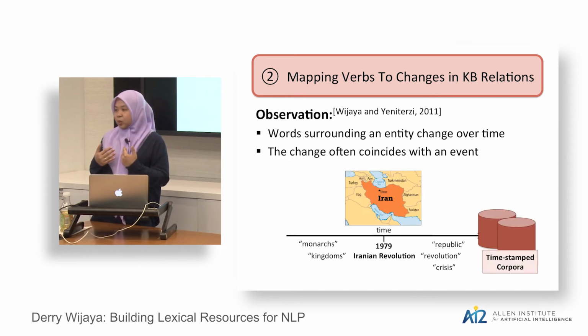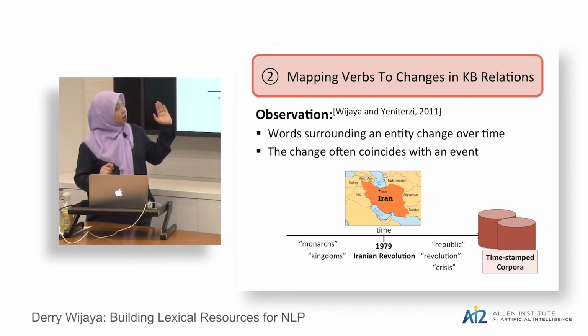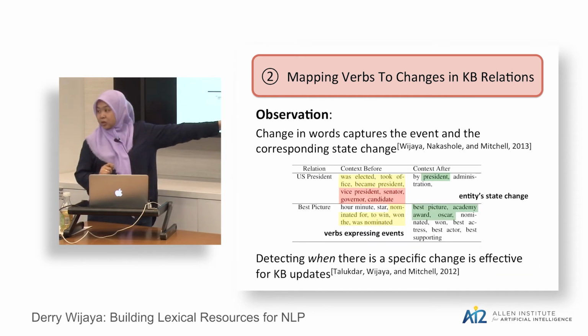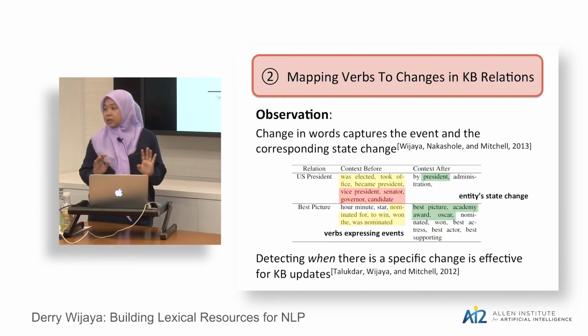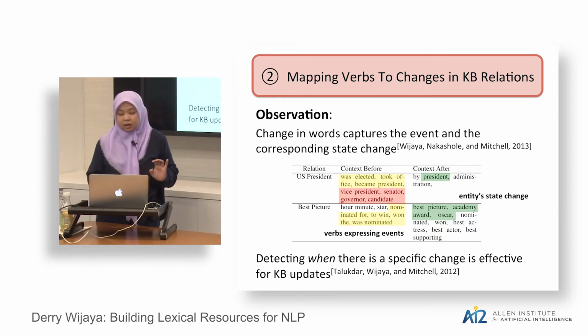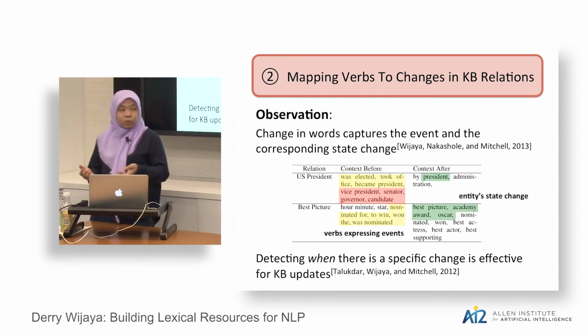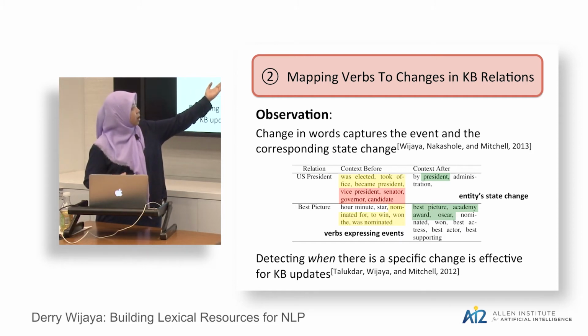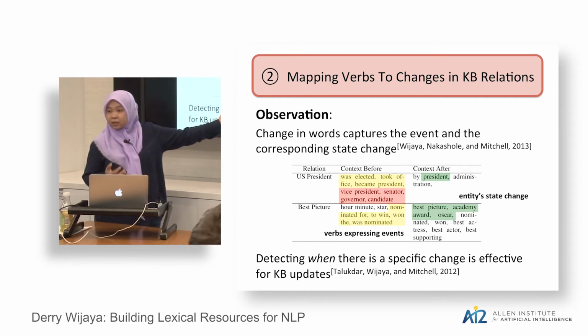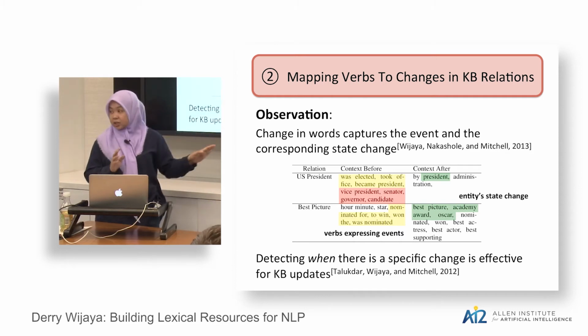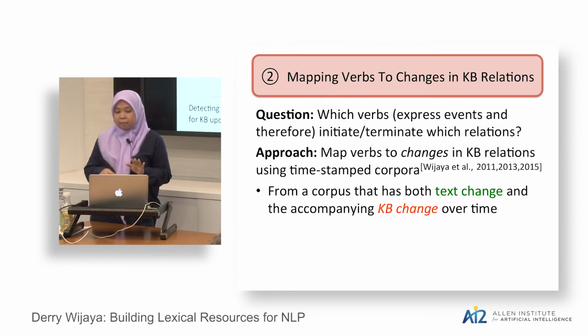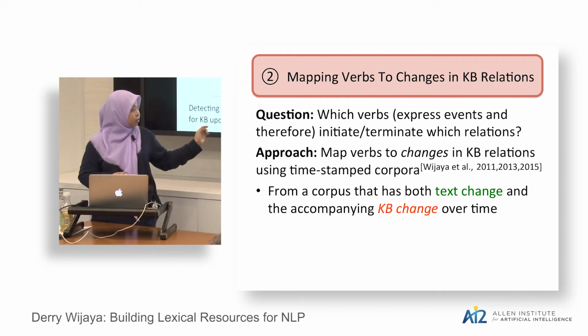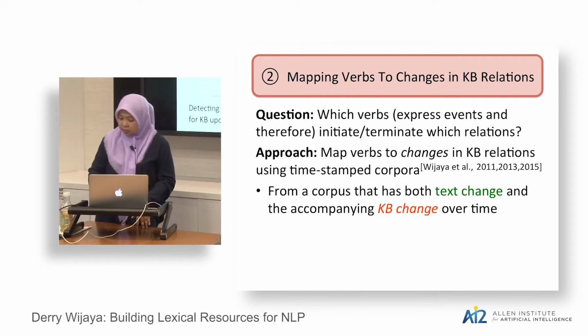So our approach is, we want to learn this correspondence by using temporally stamped corpora. The idea is because from our previous study, we see that when an event happens to an entity, the words surrounding the entities actually change. And when we zoom into what changes, we see that some of the words that change before and after the event show the events that happen, as well as the actual state change that happened. And by detecting this change, we can update the information in the knowledge base quite effectively.